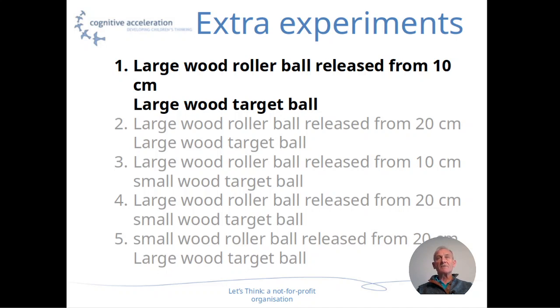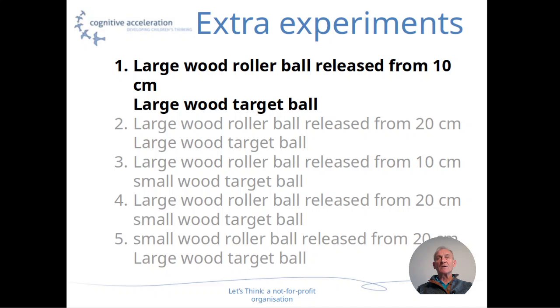Now we're moving on to 5 experiments that I've designed. If you look, the first experiment is a large wooden rollerball striking a large wooden target ball, and the rollerball is allowed to drop down and strike the target ball from 10 centimeters. And we'll look in the video at what the outcome is. 5 attempts at this will be done, 5 repeats of this experiment, and a mean or average will be calculated of the distance that the target ball moves along the track.